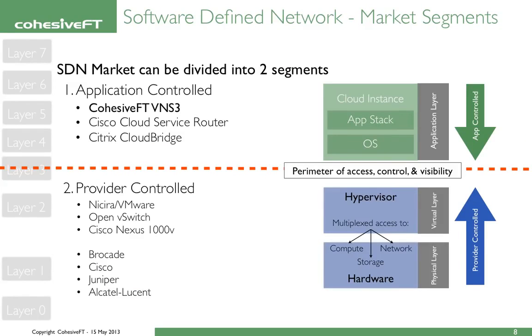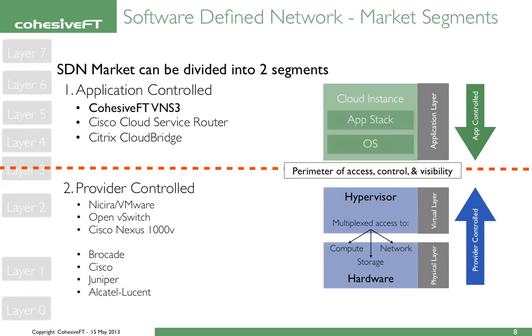So we noticed that the software-defined networking market is split into 2 main segments. If we look at the top of the slide first, you can see the application-controlled side of software-defined networking, and these are vendors such as ourselves, VNS Cubed, and Citrix with their Cloud Bridge or Cisco's Cloud Service Router. And these are application-controlled products, usually sitting at the application layer on top of the OS in the app stack and in the cloud instance. And these are above the perimeter of access control and visibility for the user.